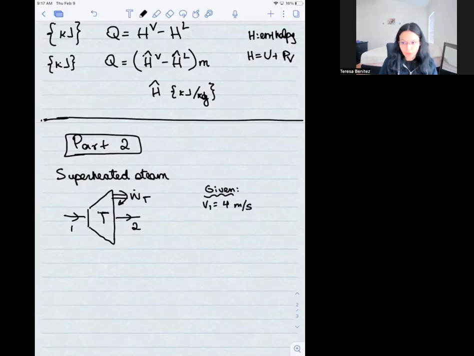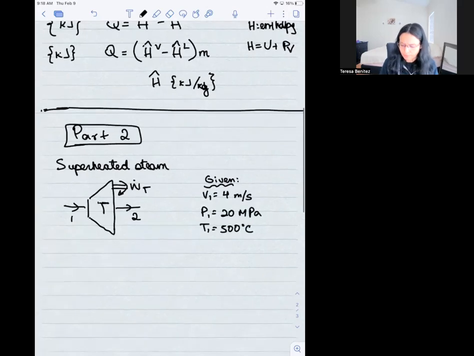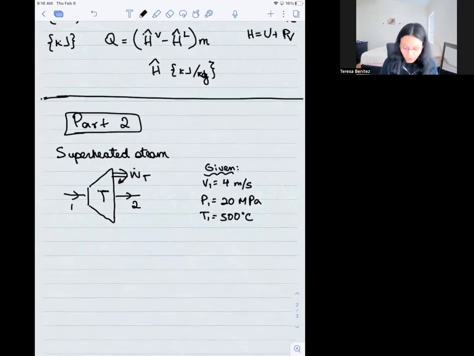Otherwise, I was trying to figure out how to solve this problem. I'll give you a hint over here. The change in kinetic energy, once you have it in the same units as the changing enthalpy, is very small, okay? The change in kinetic energy compared to the changing enthalpy. So here we have that P1 is 20 megapascal, T1 is 500 degrees. I want you to just stop for 3 seconds and say, those are very high values, pretty extreme values.